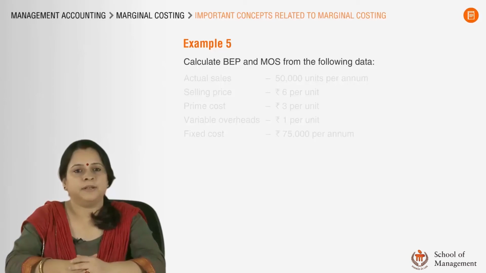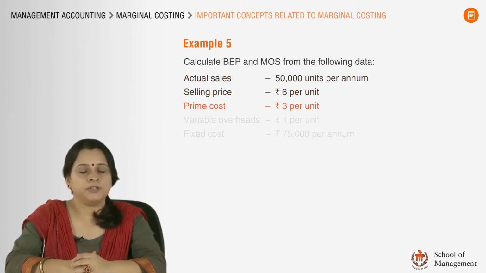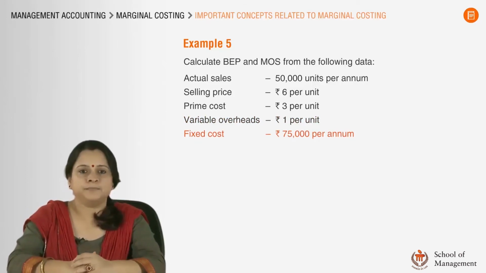Actual sales is 50,000 units per annum. Selling price is 6 rupees per unit. Prime cost, which is direct material cost, direct labor cost plus direct expenses, is 3 rupees per unit. Variable overheads incurred by the firm is 1 rupee per unit. Fixed costs are 75,000 rupees per annum.